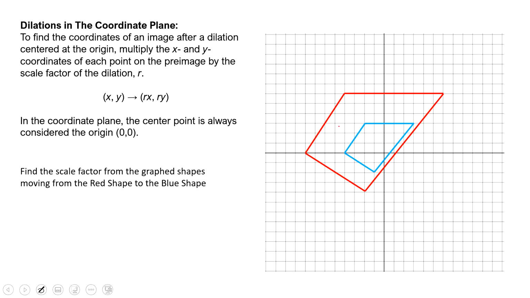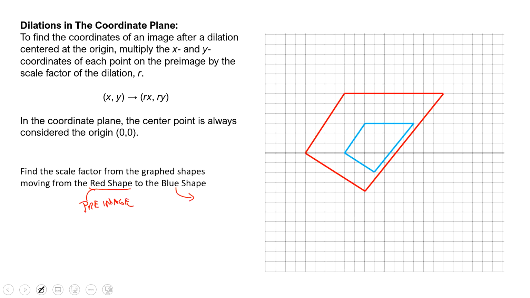So in my example here, I'm going from the red shape. The red shape is my pre-image. We'll write in that the red is the pre-image, so that makes the blue the new one. I've got to figure out what scaling factor I used to go from the red to the blue. So what you do is quickly look and see what your coordinate points are.